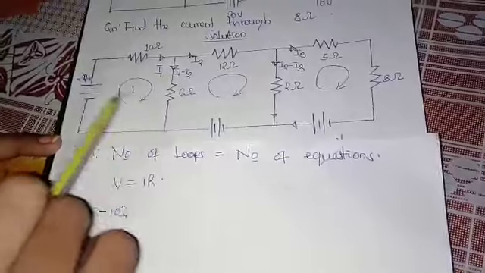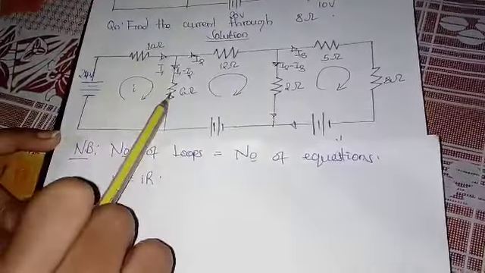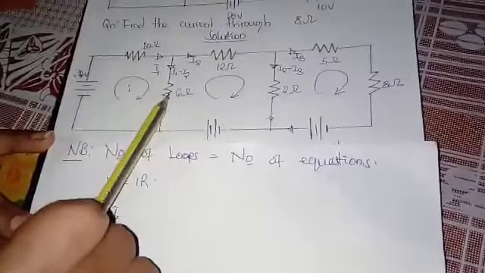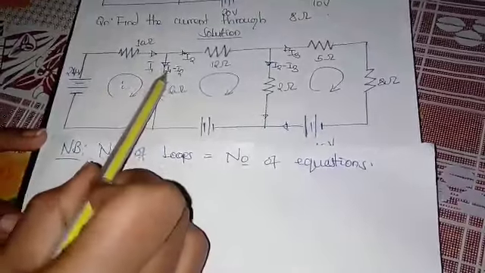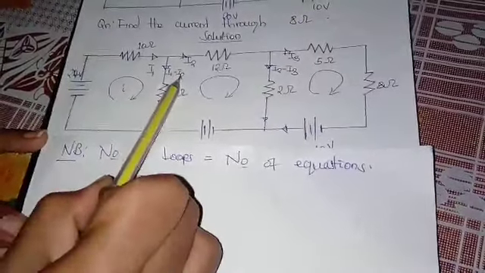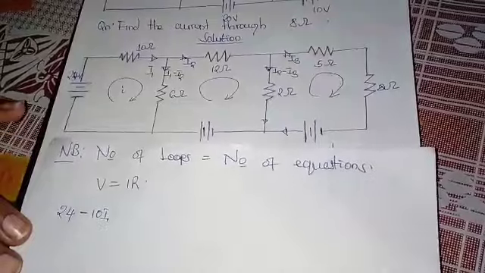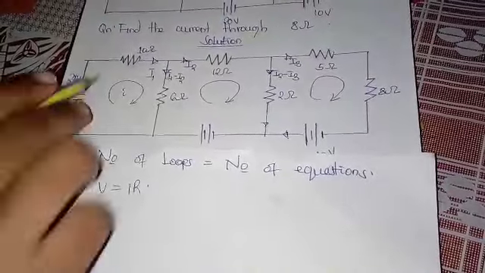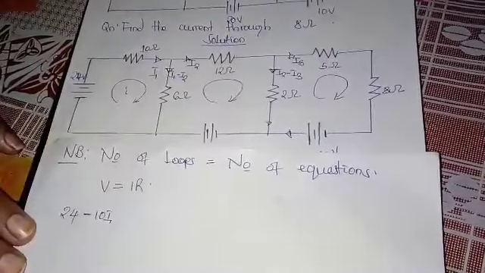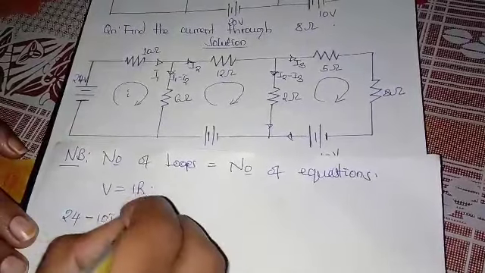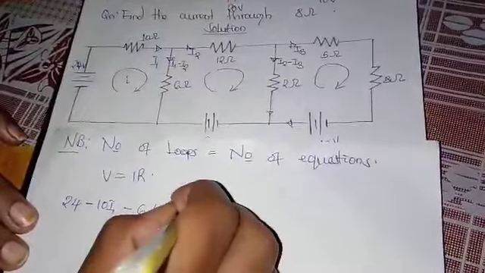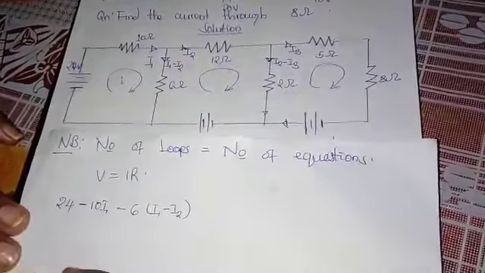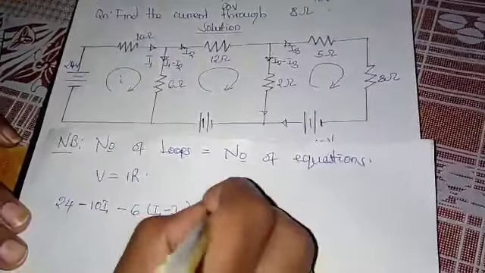Then we're going down to this resistance, because this loop is including this resistance and this resistance. So the voltage which is crossing this resistance will be equal to 6 times (I1 minus I2). And the sign will be minus because the loop is going the same direction as the flow of current. So minus 6(I1 minus I2).